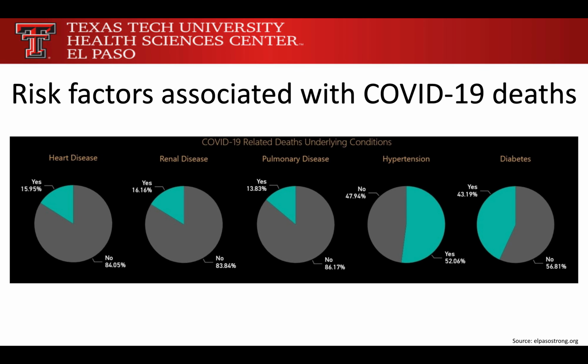Some more risk factors associated with COVID-19 deaths: heart disease, kidney disease, that's what renal disease means, pulmonary disease, hypertension, and diabetes. These are all very common. This highlights the importance of taking measures to slow the spread of coronavirus so that we can protect the most vulnerable people in our community.